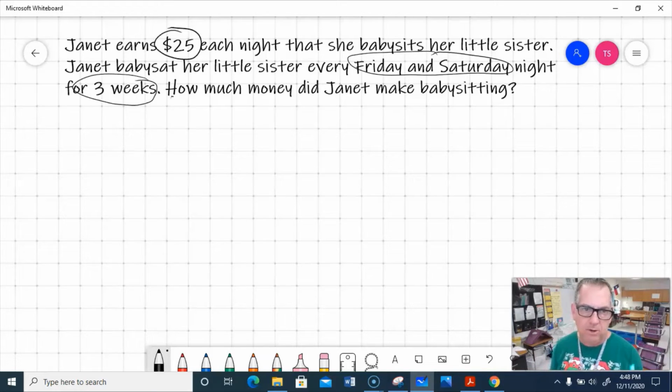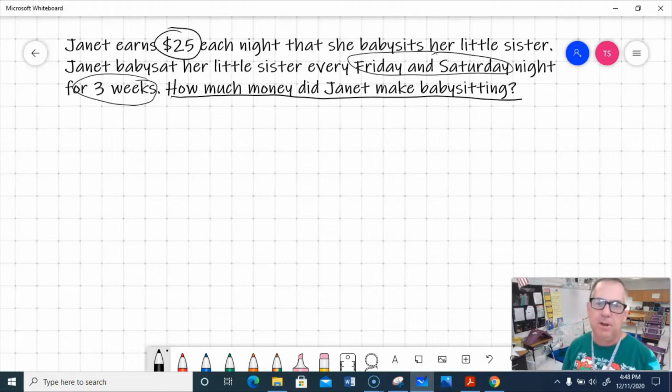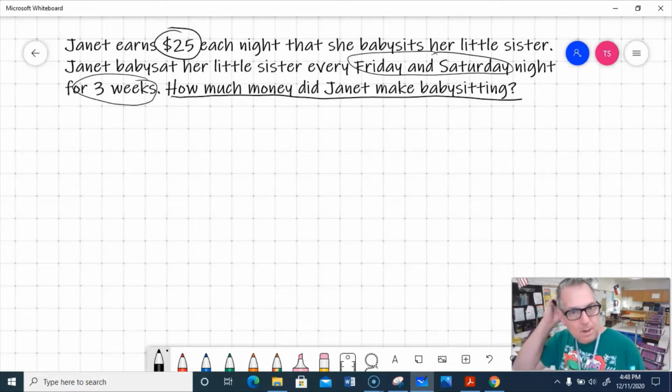Next thing I want to do is make sure I underline the question so I can understand what it's asking. And it says, how much money did Jeanette make babysitting. So we need to figure out how much money she made babysitting by the end of the problem.